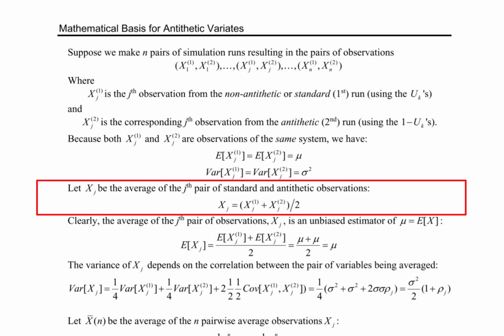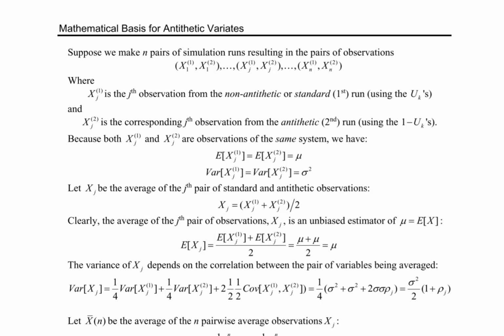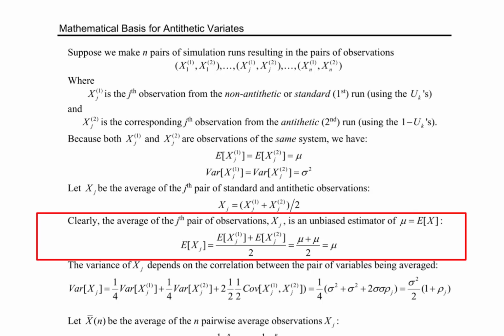Let x_j be the average of the jth pair of standard and antithetic observations. Remember that x_j1 and x_j2 use u and 1 minus u as the random numbers to produce the output observations x_j1 and x_j2. If we add those two and divide by 2, we obtain the average of the jth pair. Clearly, the average of the jth pair of observations is an unbiased estimator of mu. This is simple to illustrate.